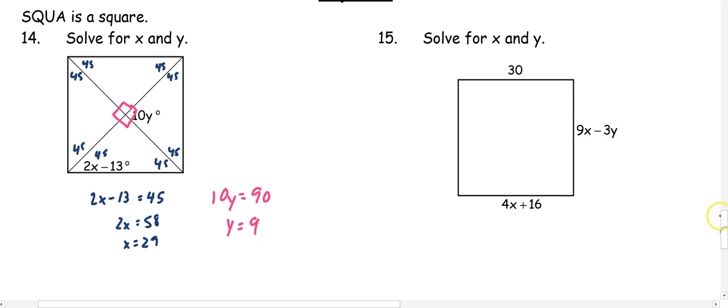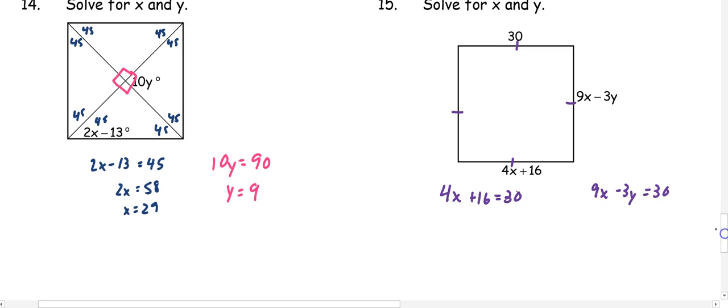In number 15, solve for x and y. So remember in 15, all of our sides are congruent. So we have 4x plus 16 equals 30. We also have 9x minus 3y equals 30. So in the first equation, there's just an x, so I can solve for that first. So we get 4x equals 14. And when we divide by 4, we get x is 3.5.